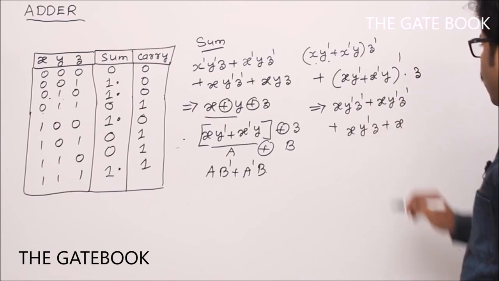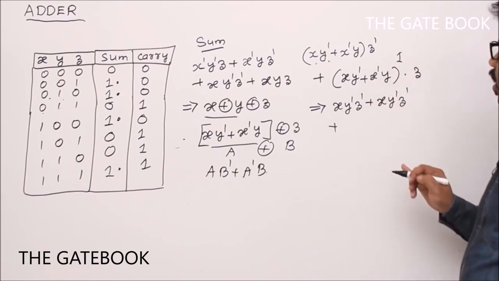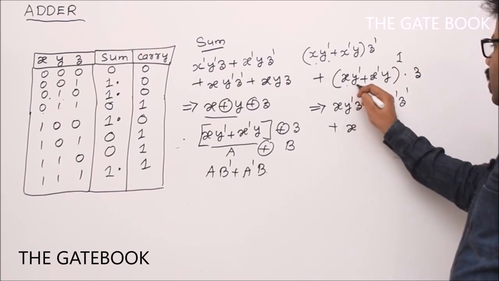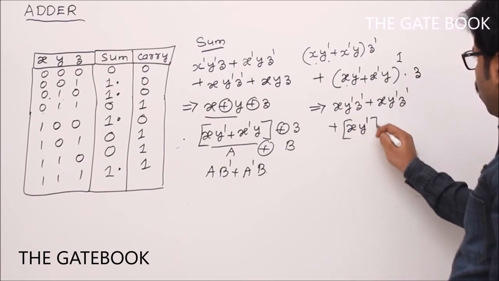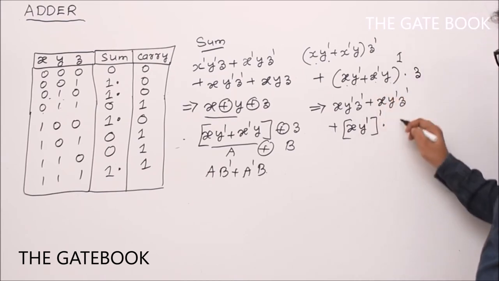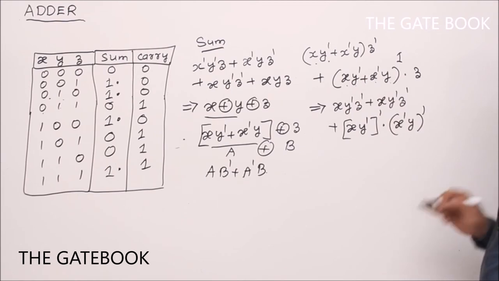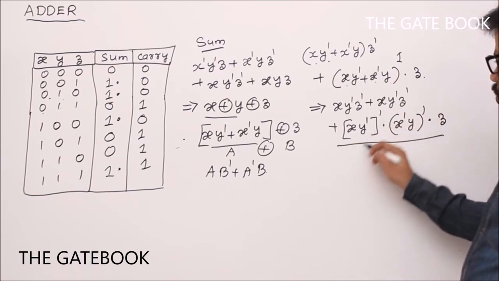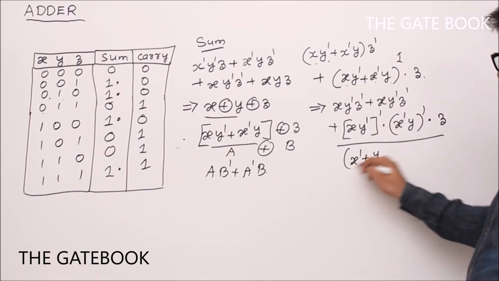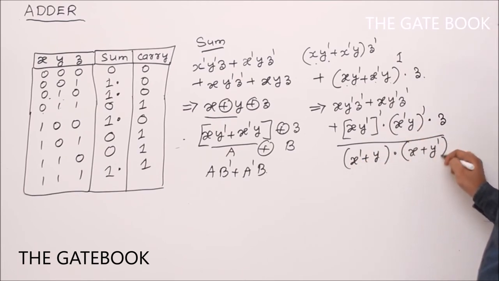Plus, sorry, here there is a complement, right? When you have A plus B whole bar, it is A bar into B bar. A bar is here, x y bar whole bar. So x y bar whole bar into x bar y whole bar, into Z. Let me simplify this part first. X y bar whole bar is nothing but x bar plus y, and x bar y whole bar is x plus y bar, into Z.